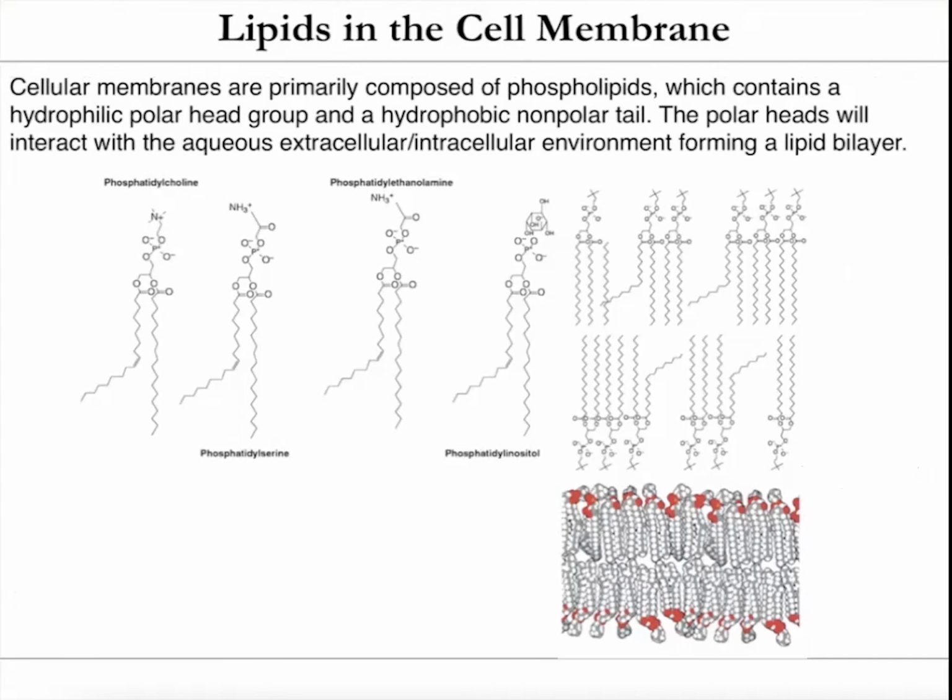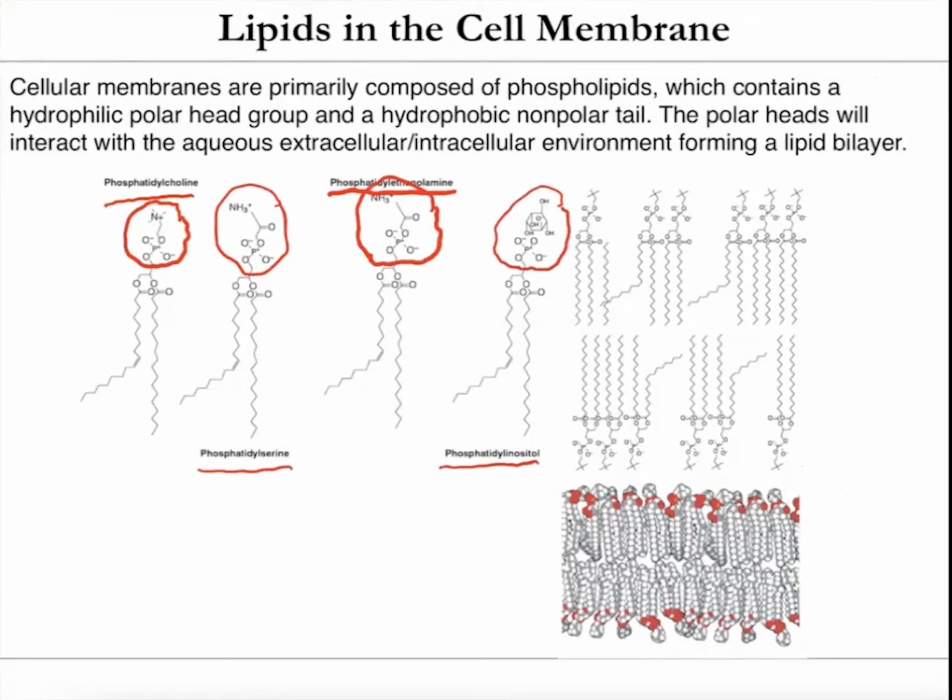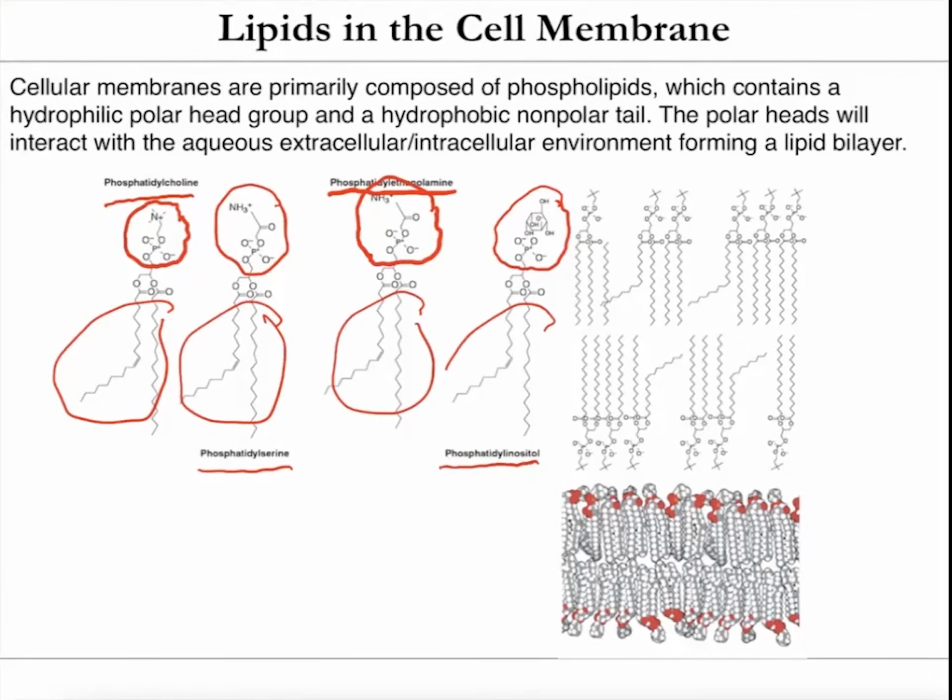The most important lipids in the cell membrane are phospholipids. We talked a bit about these in lecture 3. There are a lot of different types of them, and some are shown here: phosphatidylcholine, phosphatidylserine, phosphatidylethanolamine, phosphatidylinositol. What they all have in common is a polar hydrophilic head group. All of them have charged groups, with the phosphate and another charged group in their head region. And then they all have hydrophobic tails. This will spontaneously form a lipid bilayer like you see here.